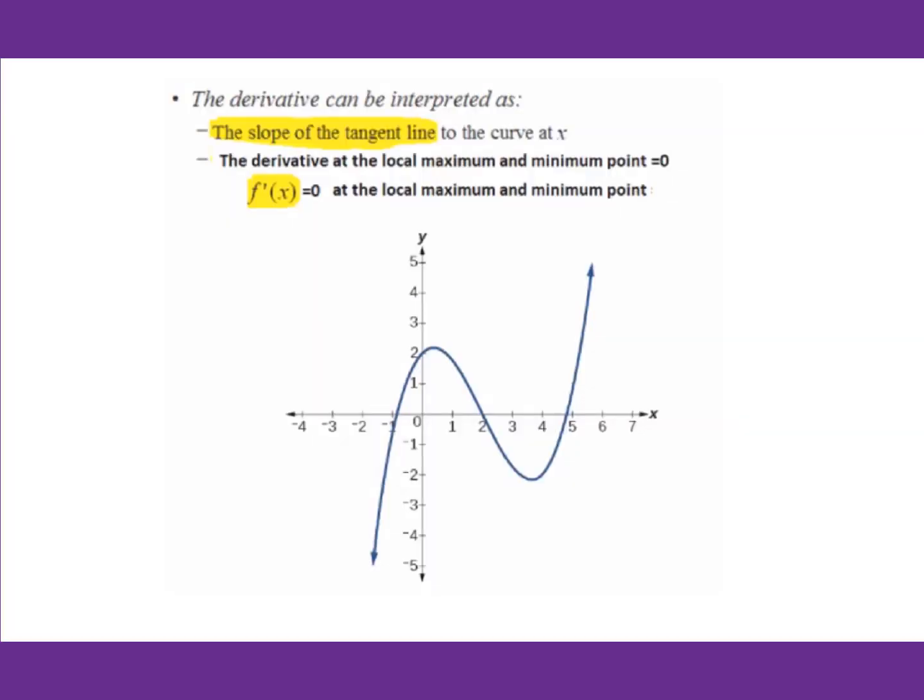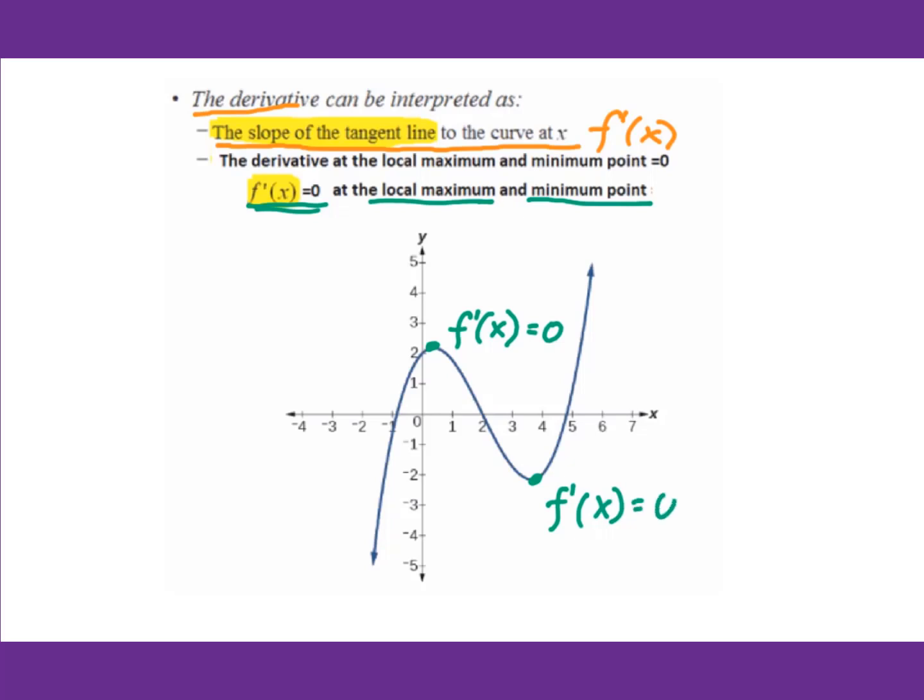Let's talk about how to interpret the derivative. First of all, the slope of a tangent line to the curve at x, we call that the derivative of f(x). And the derivative of f(x) equals 0 at the local maximum and minimum points. In other words, look at this graph. At this point, the derivative of f(x) equals 0. Here, the derivative of f(x) equals 0. So normally we use the derivative of f(x) to find the local maximum or minimum point.